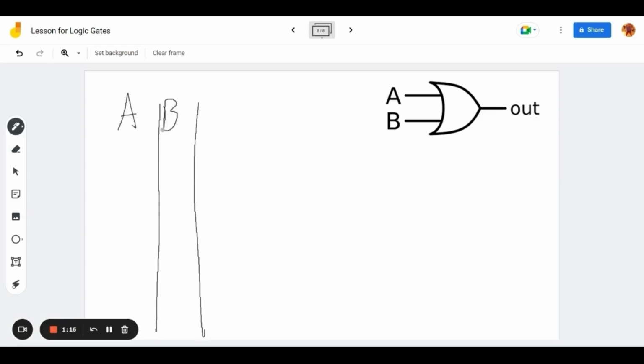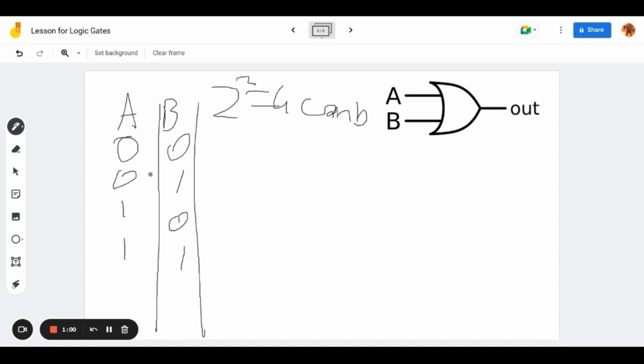A, B. Remember it's two inputs, so 2 to the power of 2 equals 4 combinations. We're counting up to 3, so it'd be 0 0, 0 1, 1 0, 1 1. That's 0, 1, 2, 3, four digits, 4 combinations.